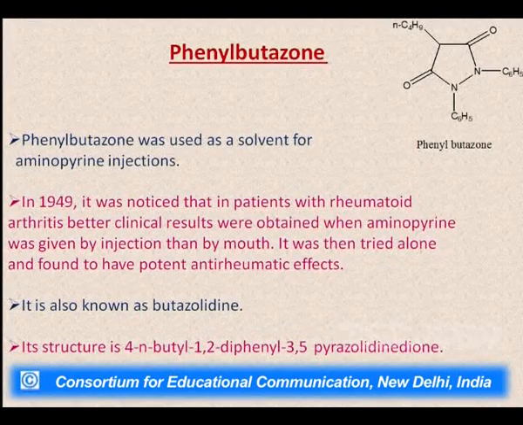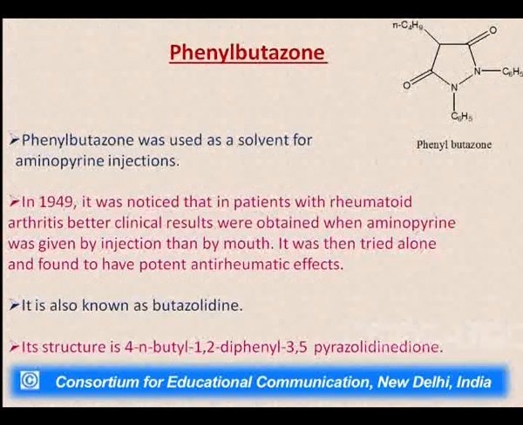Phenylbutazone was used as a solvent for aminopyrine injections. In 1949, it was noticed that in patients with rheumatoid arthritis, better clinical results were obtained when aminopyrine was given by injection than by mouth. It was then tried alone and found to have some potent anti-rheumatic effects. It was also known as butazolidine.